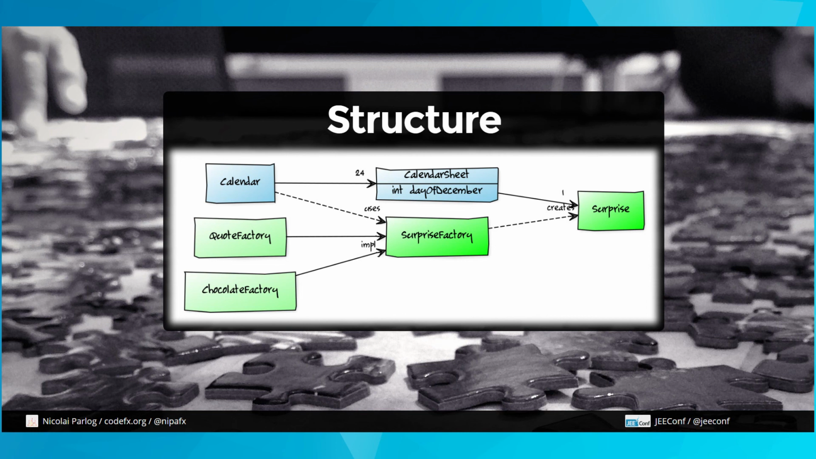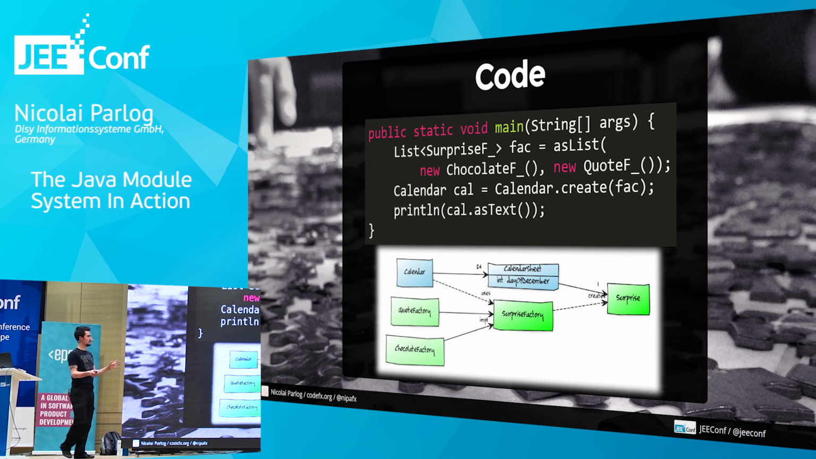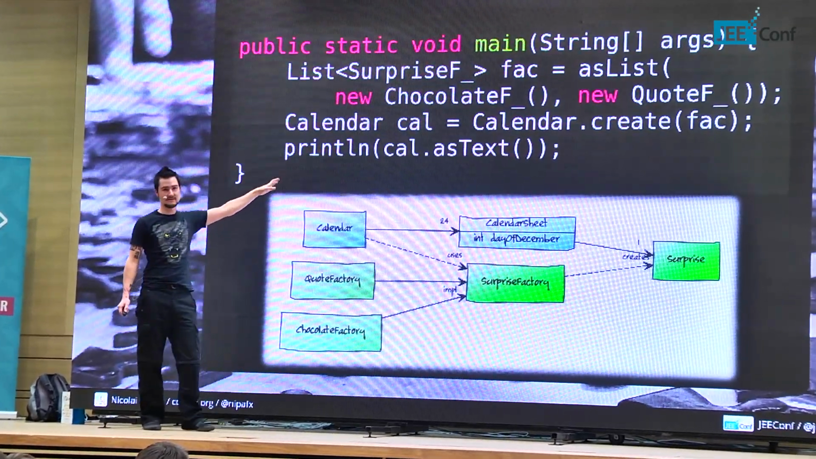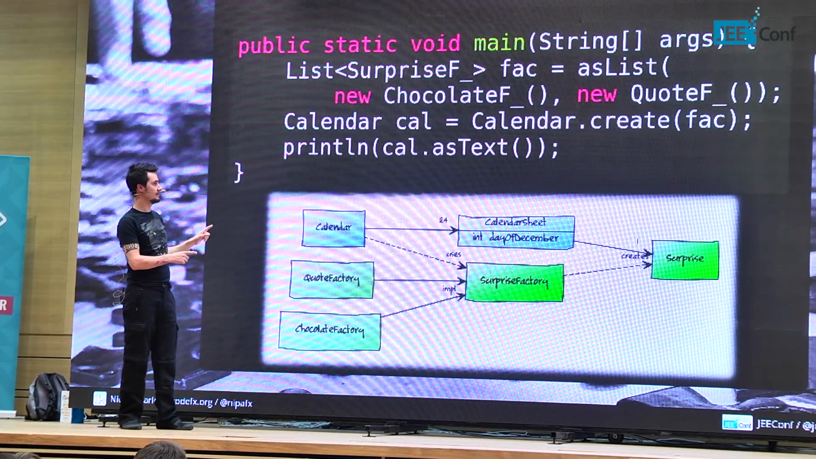So we have calendar sheets, and each sheet knows which day it belongs to, which day of December, and the surprise it contains. And then, not surprisingly, the calendar has 24 sheets. And then we have some kind of implementations for the surprise factory. It produces chocolate or quotes, inspirational quotes. Okay, this is the structure, and then we have a main method which binds this together. It's very easy. I had to cut a lot of code short, so forgive the compile errors that you would get. So we create a new chocolate factory and a new quote factory, put it into a list, and then calendar has a static factory method where we put the list in, and then we get the calendar out. And it does nothing fancy, it prints itself to the console, or it returns a string that you can print to the console. So this is our application.